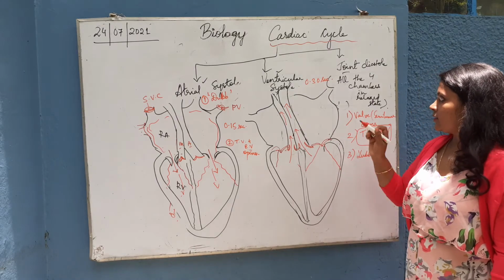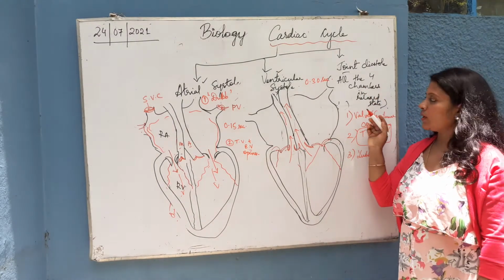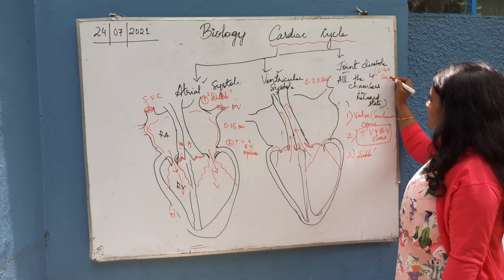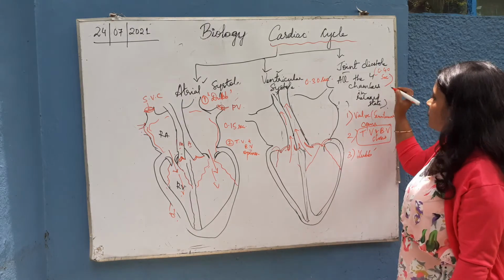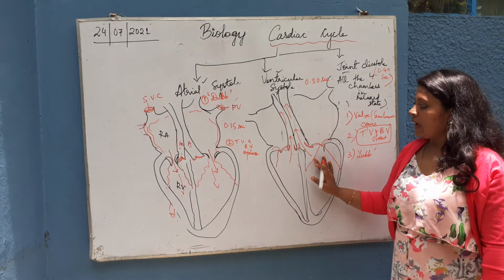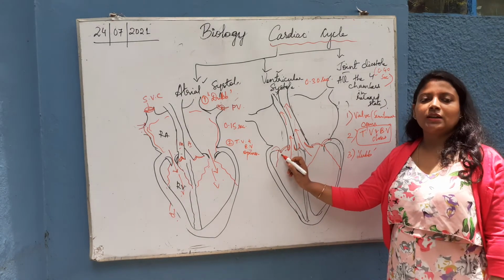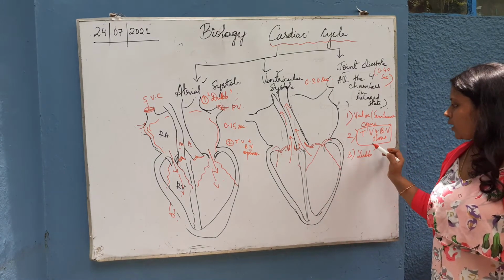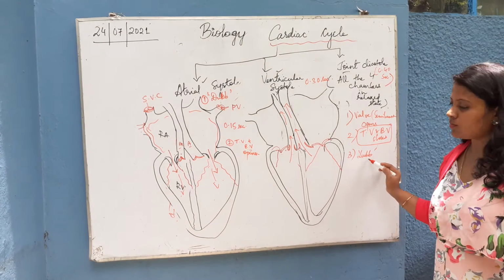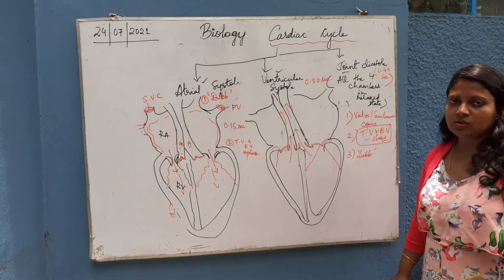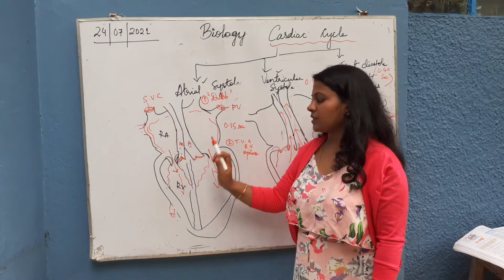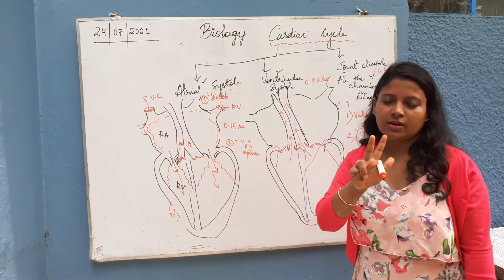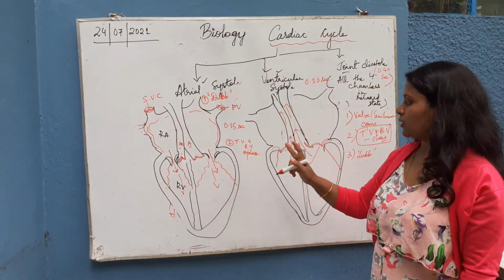Then the third stage, all the chambers in relaxed state. Okay. So in this case, 0.40 second it will take place. So here you can see, because of the closure of the tricuspid and bicuspid valves, the lup sound is produced, and the dup sound is produced because of the closure of the semilunar valves. So these two differences you have to understand between these two things.